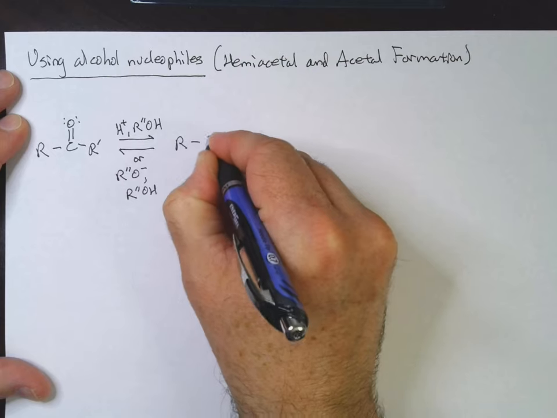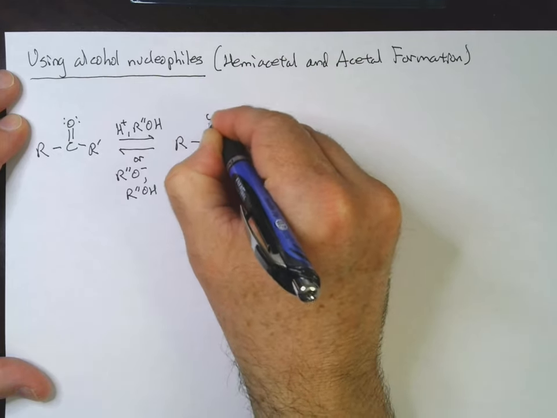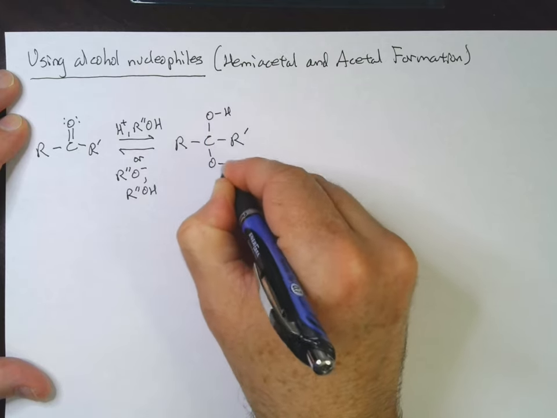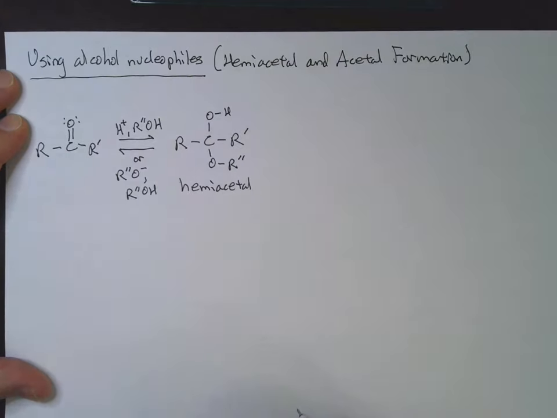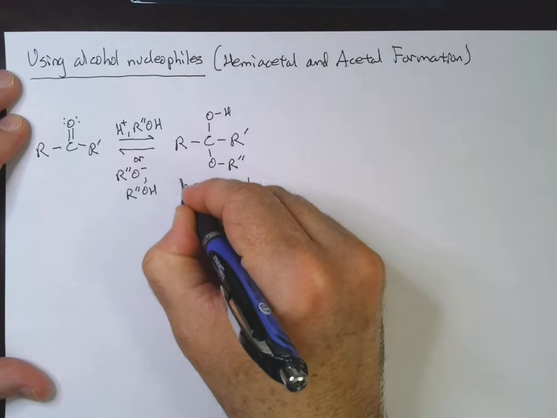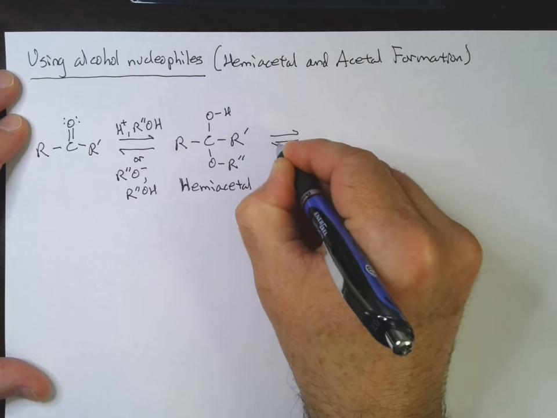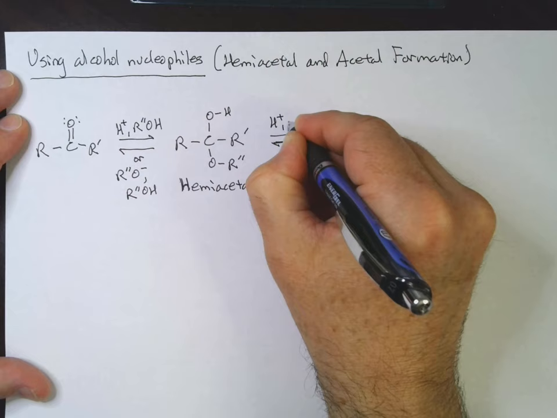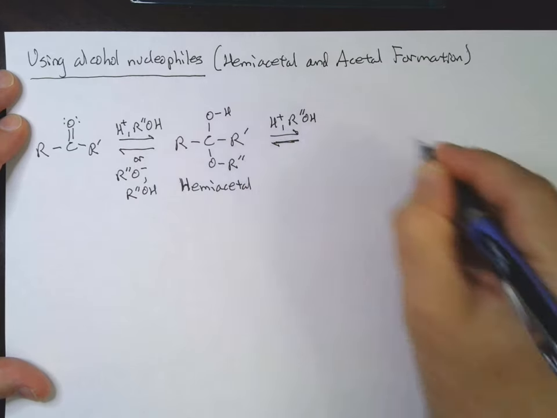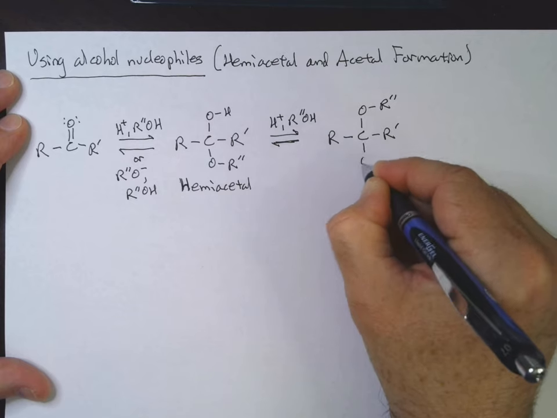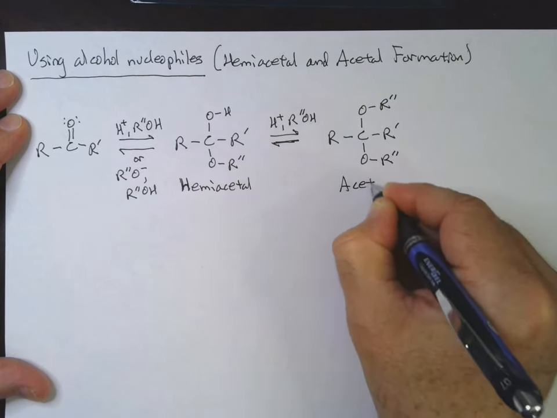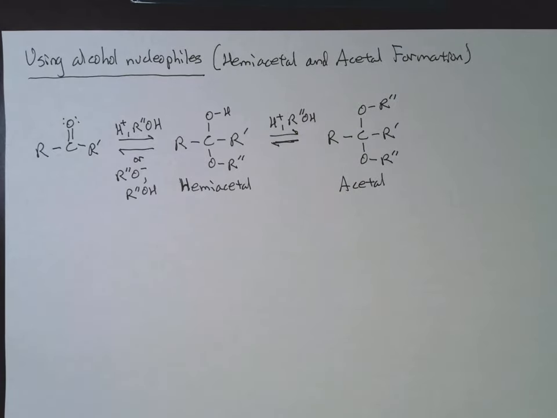And what do we get? Well, initially we get what's called a hemiacetal. Now that can react further, but only in the presence of acid. And then we will go all the way to the acetal. And we'll take a look at how that occurs in just a minute here.